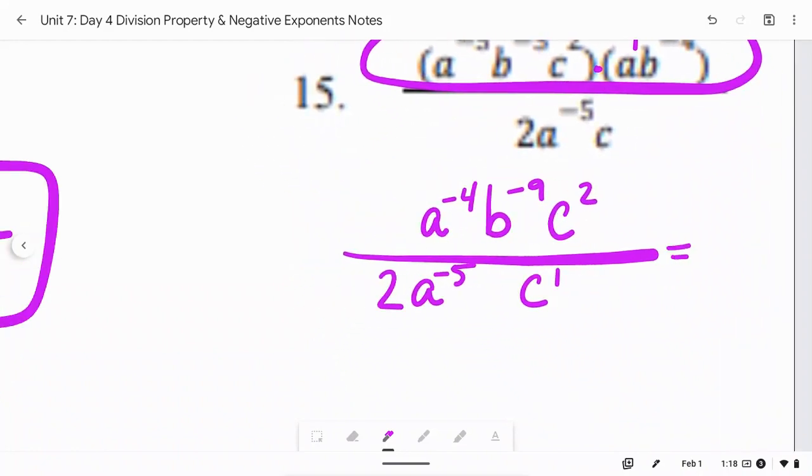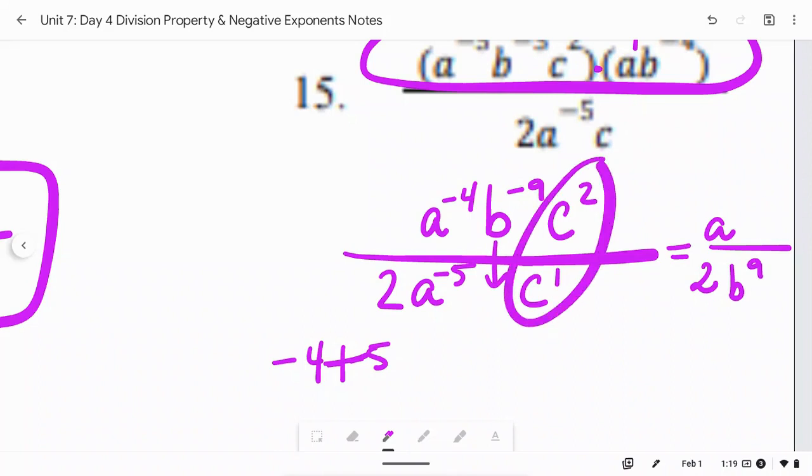And then it's a division problem. So we subtract exponents for division. So I'm going to keep 2 in the denominator since that's the only coefficient. And then for the a's, I have to do negative 4 minus negative 5. So I end up with a to the 1st power. And then b, I'm not going to subtract b. I'm just going to move it down and make it a positive 9 exponent. And then I'm going to subtract the c's. So 2 minus 1 is just c to the 1st power. So I get ac over 2b to the 9th.